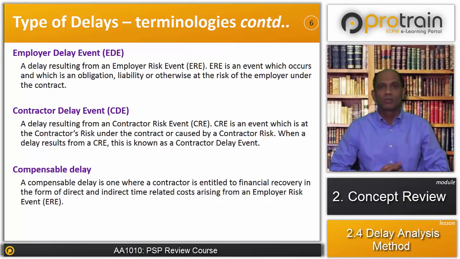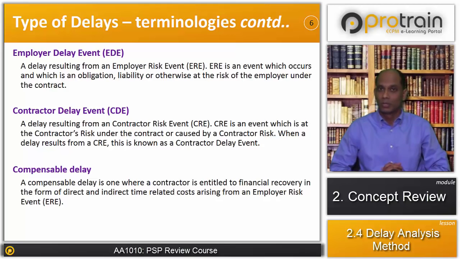So what can be an example of contractor's delay event in the example of the design build project? Slow work due to being unable to mobilize adequate resources is a delay by the contractor. The contractor is, under the contract, responsible to provide adequate resources to execute the project. So if the contractor is not providing adequate resources, then the delay caused by such lack of resources will be contractor's delay event or CDE.